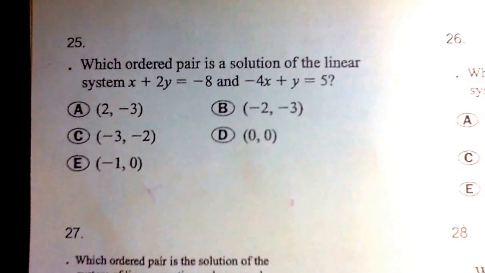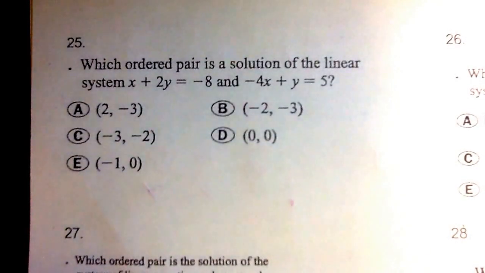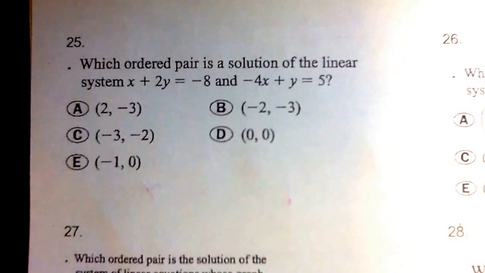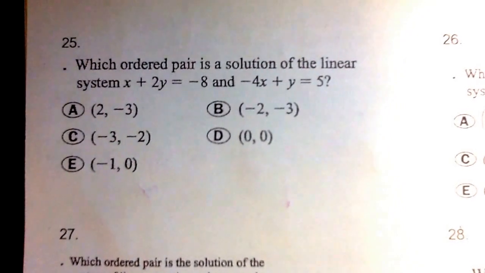Okay, this question asks for which ordered pair is the solution of the linear system x plus 2y equals negative 8 and negative 4x plus y equals 5. There's a lot of ways to go about this.